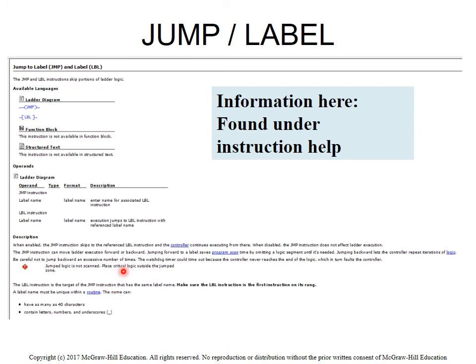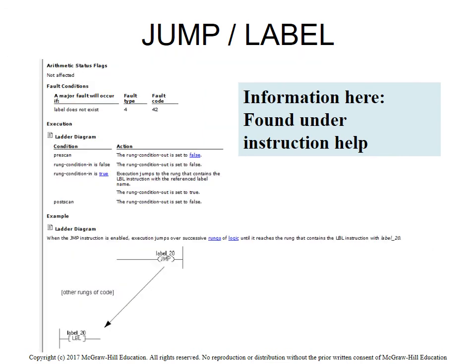Here's the jump label. What I did here is I just did a right click on the jump label, and this is the instruction help menu for that. So just getting you guys accustomed to using the instruction help. This is a really good feature to use. You can just see all the information available for us.